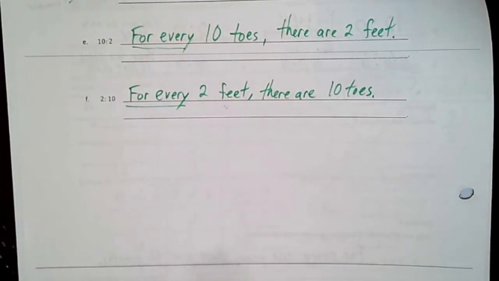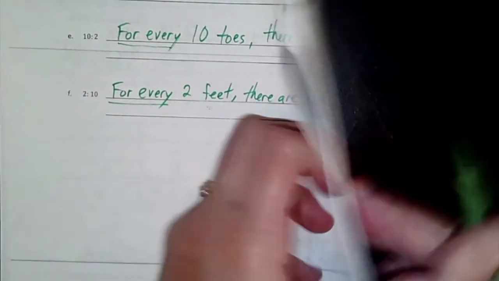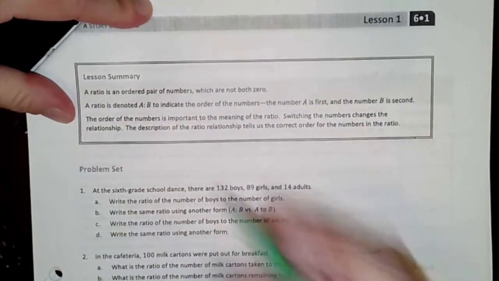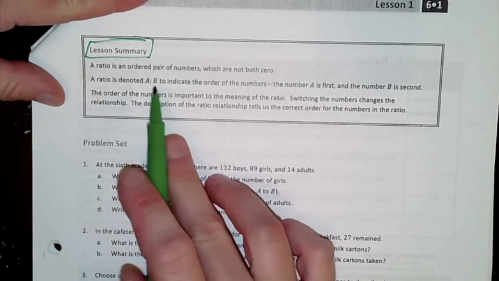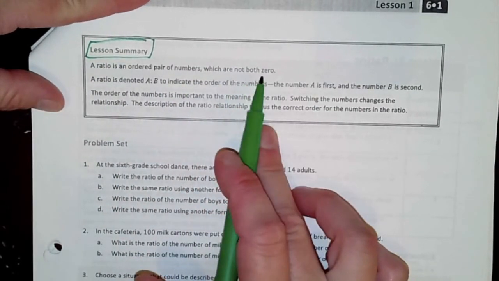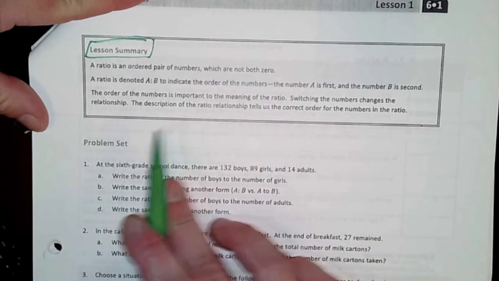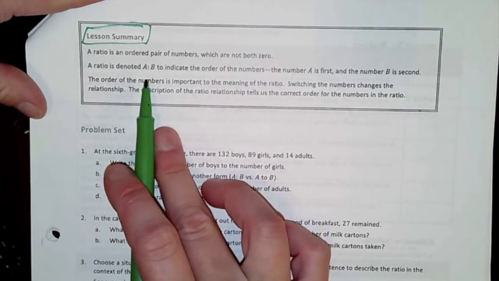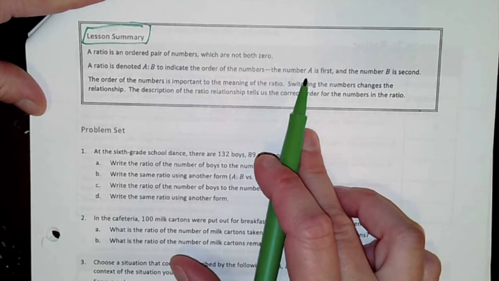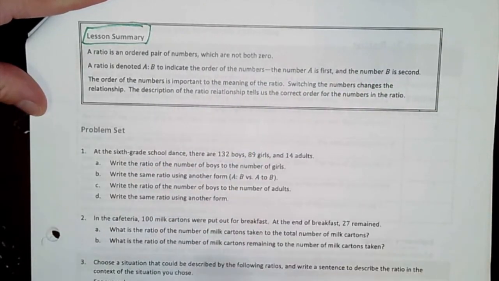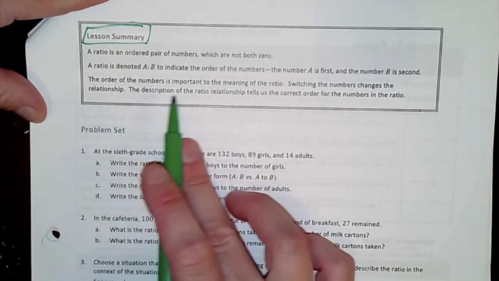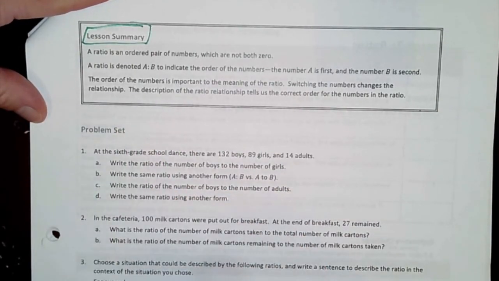So the first lesson on ratios is over, and the lesson summary kind of explains what we just went over with a ratio. It's an ordered pair of numbers. They both cannot be 0. One of them could be 0, but not both. A ratio A to B indicates the order that A has to come first and then B would be second. If it was B to A, then B would have to come first and A would come second. So the order of the numbers is important. You can't just switch the numbers up.